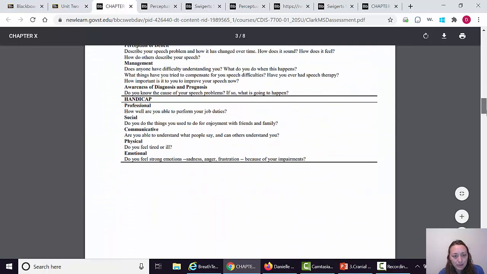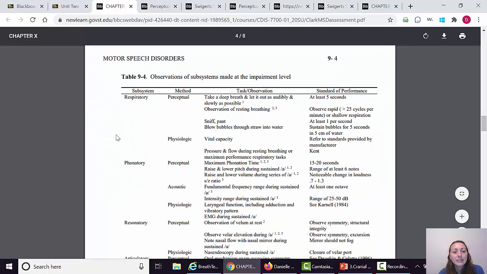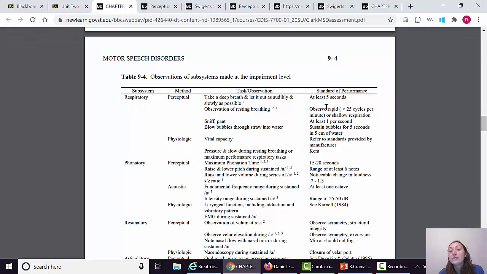What I like about this, here we go, is it looks at each domain system and then perceptually what's a task that we could look at or do, and what's a general standard, what would be a standard of performance. So respiration, perceptually, this is the task I would look at. Here's a standard or a measure that I would use to compare if that's normal or not. And then what's a physiological test we could do? Vital capacity if we had instrumentation.